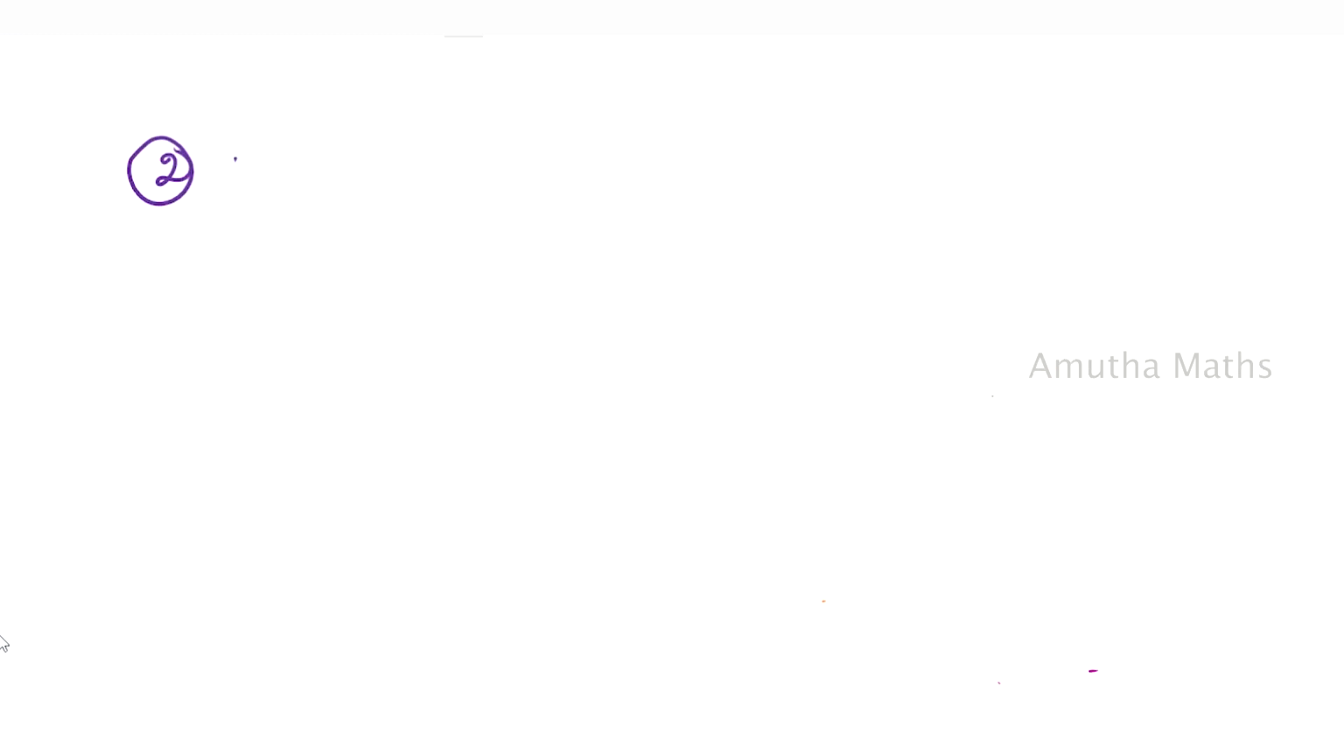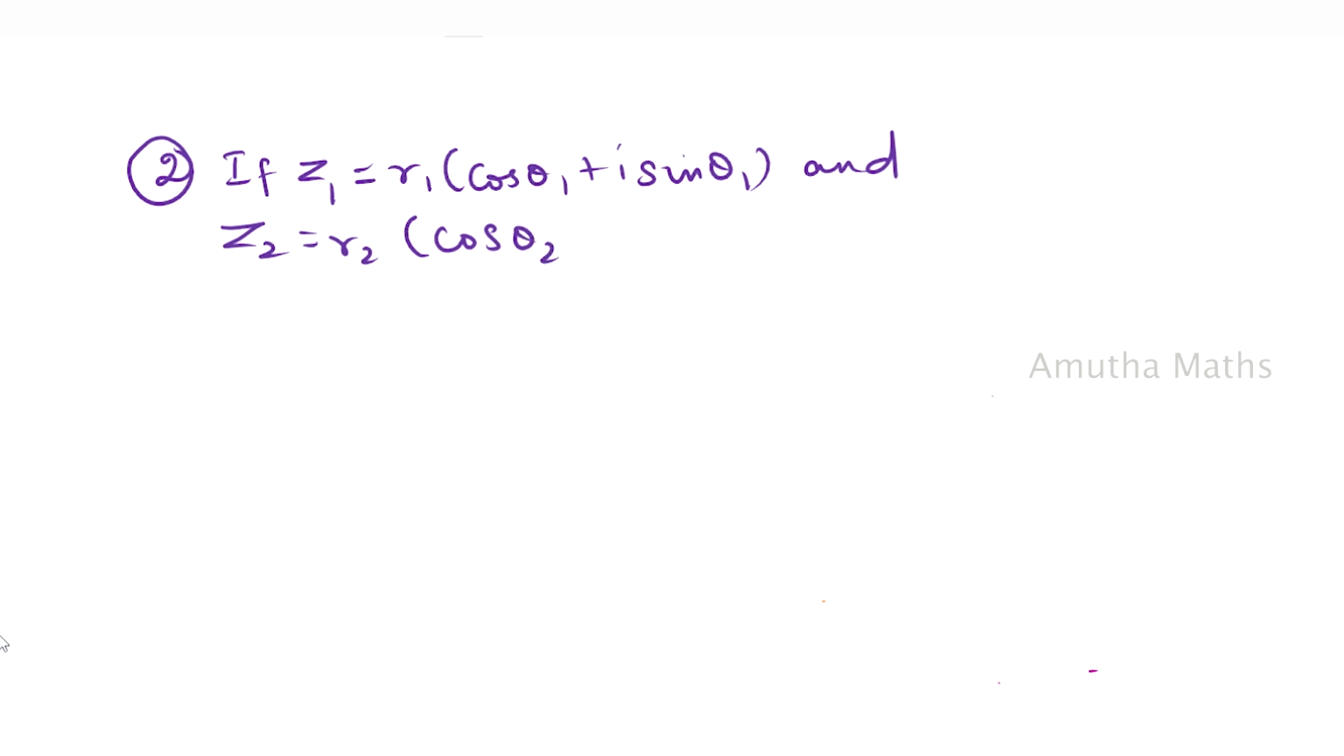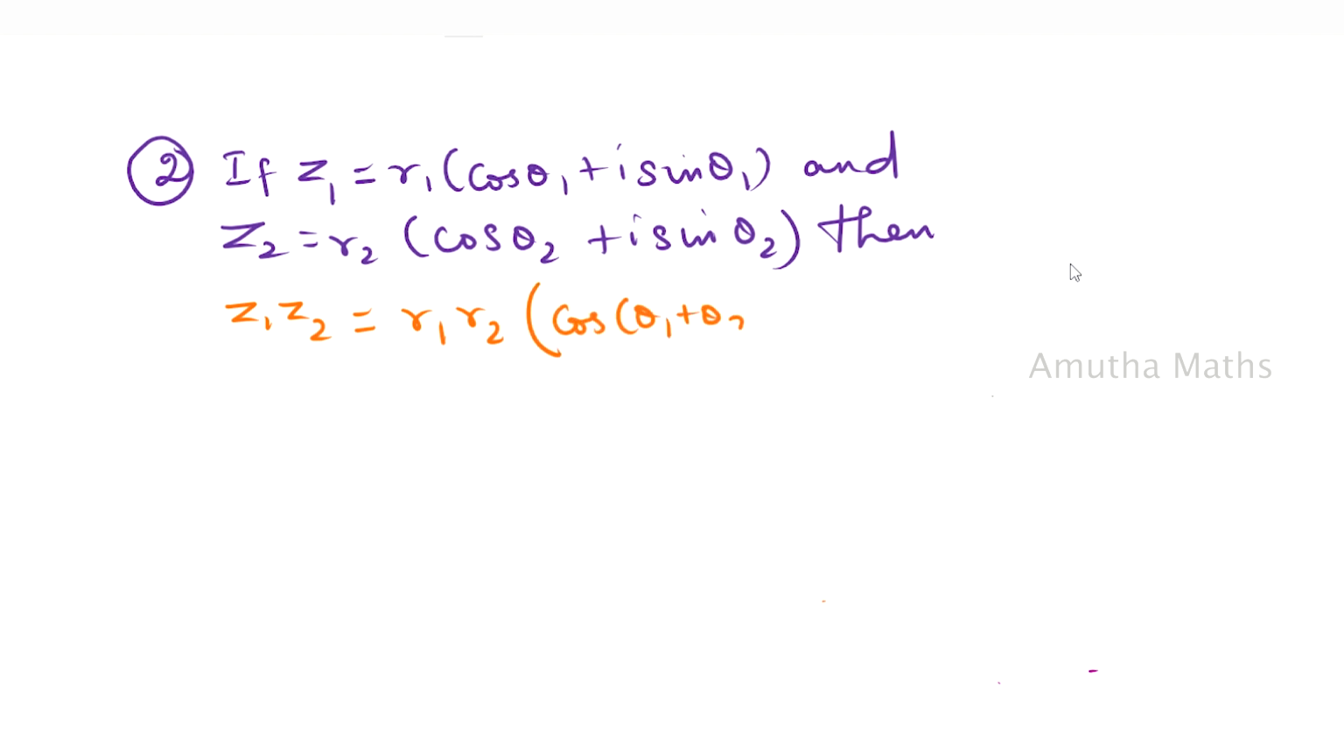Now the second property is, if Z1 is equal to R1 into cos theta 1 plus I sin theta 1 and Z2 is equal to R2 into cos theta 2 plus I sin theta 2, then Z1 into Z2 is equal to R1 R2 into cos of theta 1 plus theta 2 plus I sin of theta 1 plus theta 2. This is the second property. Now we shall see the proof of this.